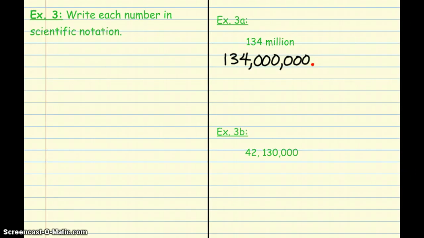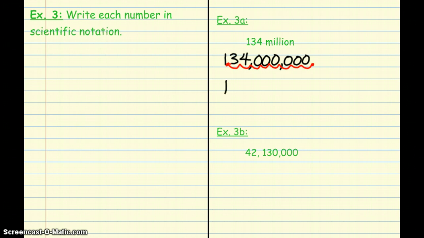So now we need to move this decimal until we get that number that's bigger than 1, less than 10. So typically speaking, you're going to go all the way until you have just one number left over just to the left of that decimal. So now I'm going to count how many places. 1, 2, 3, 4, 5, 6, 7, 8 is how many places I need to move that decimal.